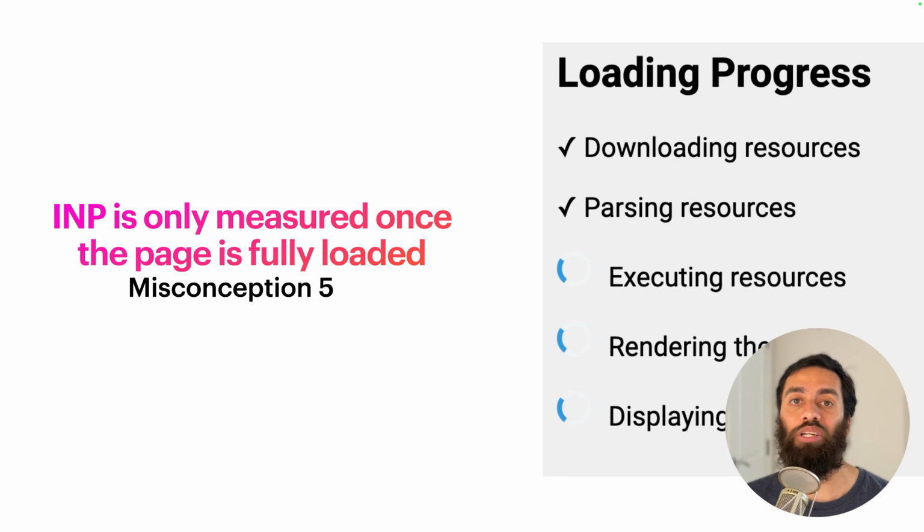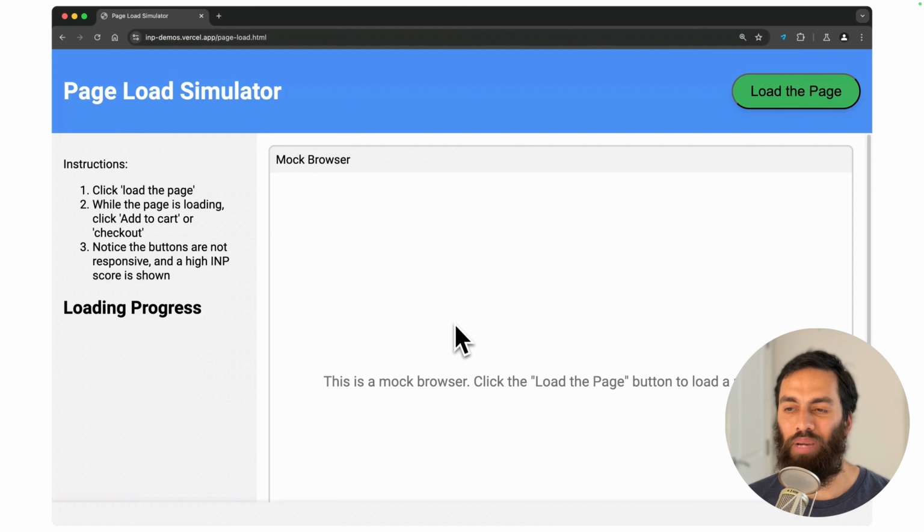Well, a lot of these happen on the main thread. And when the main thread is blocked up because the browser is trying to load a page for the first time, guess what? An interaction that happens during that moment can be severely delayed and can contribute to a poor INP score. Let's try and get a better sense of things with this page load simulator.